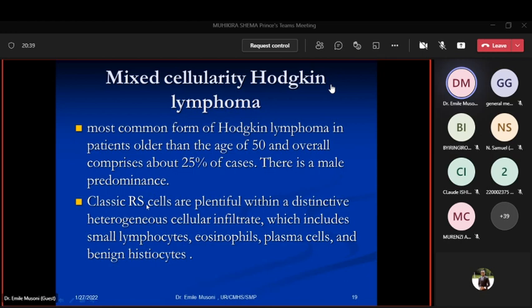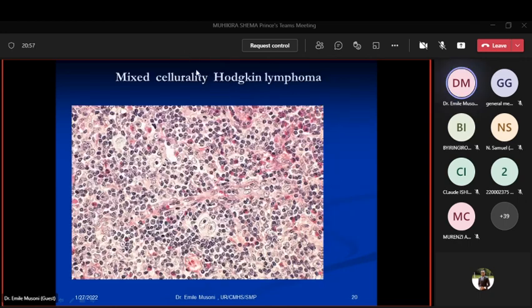Classic Reed-Sternberg cells are plentiful within a distinctive heterogeneous cellular infiltrate which includes small lymphocytes, eosinophils, plasma cells, and benign histiocytes. This is why it is called mixed cellularity, because there are lymphocytes, eosinophils, plasma cells, and benign histiocytes. For example, this one. Here there are some lymphocytes and some eosinophils and some macrophages around.